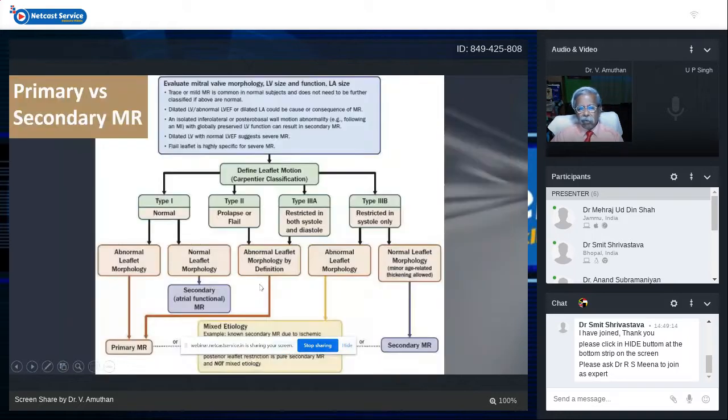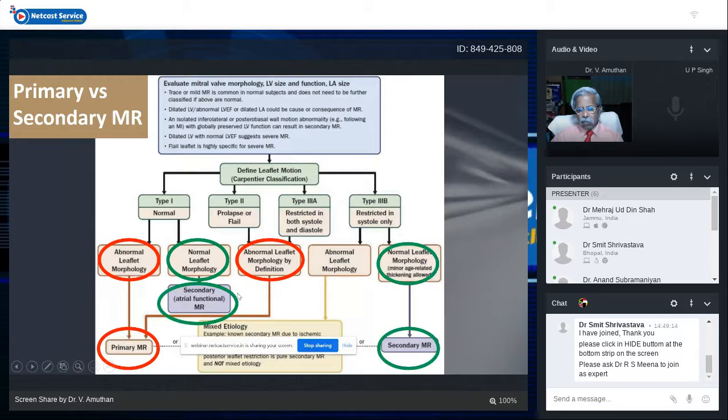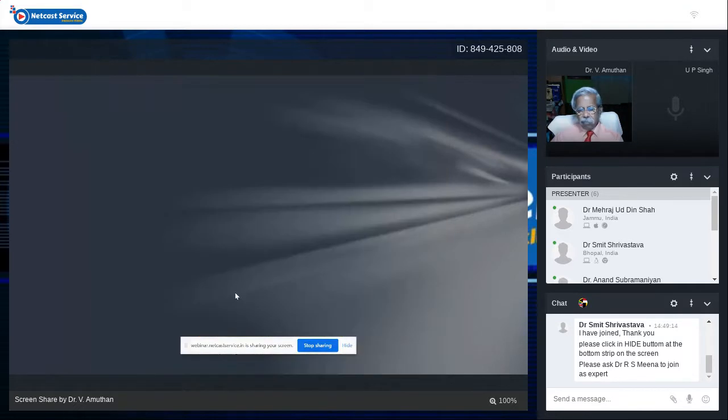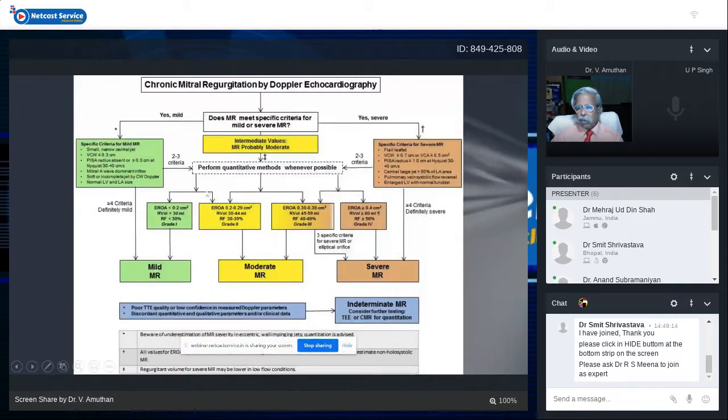So now you can see here, this is type 1, normal motion of the valve, and if there are abnormal leaflets, then it is primary. Whereas when the leaflets are normal, it is due to a secondary cause. Secondary cause is more difficult to see. This routine evaluation of mitral regurgitation by all these quantification techniques has to be followed.